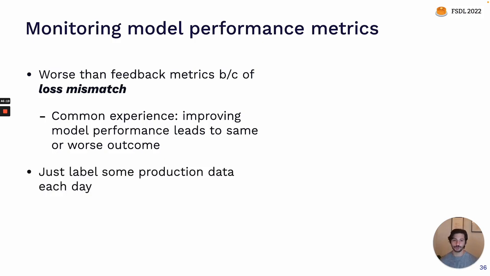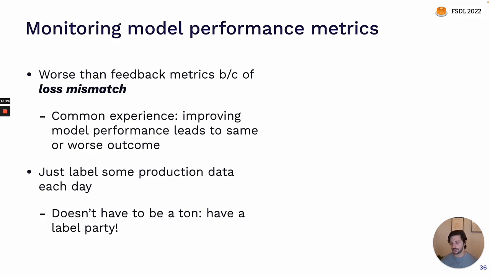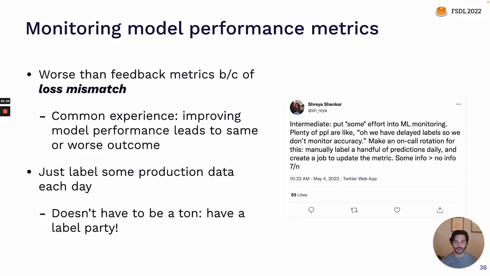You can just label some production data each day. It doesn't have to be a ton. You can do this by setting up an on-call rotation or just throwing a labeling party each day where you spend 30 minutes with your teammates, labeling 10 or 20 data points each. Even just that small amount will start to give you some sense of how your model's performance is trending over time.